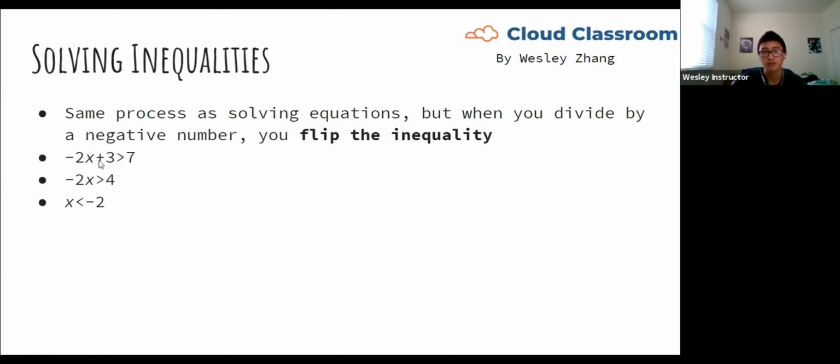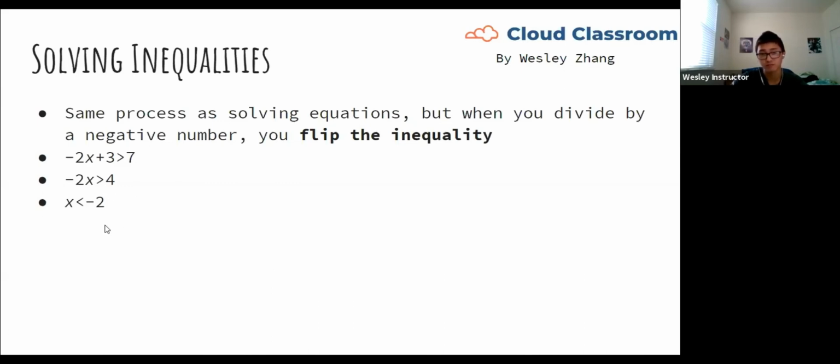So we solve it like a regular equation. We subtract 3 from each side. So negative 2x is greater than 4. But here we need to divide each side by negative 2, a negative number. So then this means we need to flip it. So instead of greater than, we make it less than because of the negative. So once we do that, we have x is less than negative 2, and that's it.